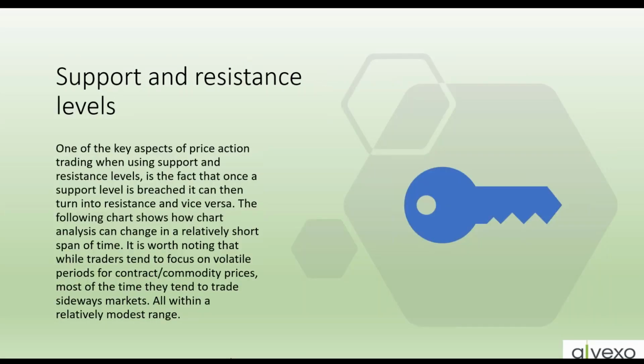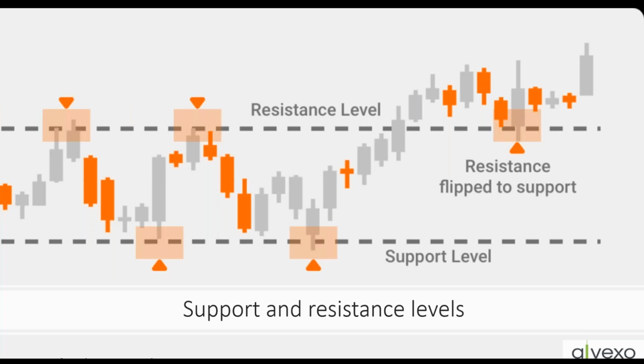One of the key aspects of price action trading is using support and resistance levels. It is the fact that once a support level is reached, it can then turn into resistance and vice versa, all that we've just talked about. So just remember, support and resistance are the steps on the ladder, and going up, there are the steps going up, coming down, there are the steps going down.